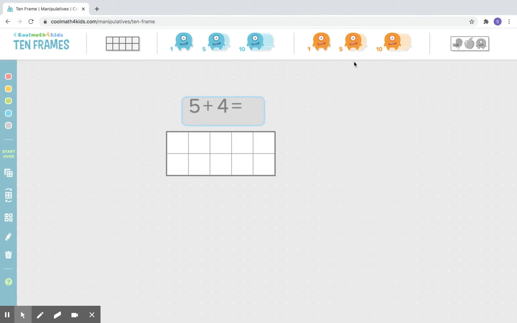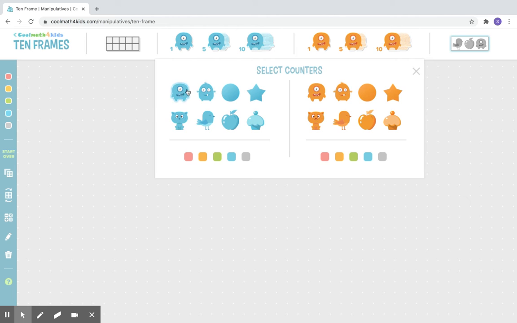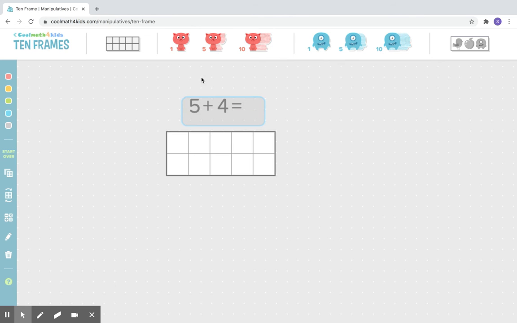So this website's really cool because it allows the students to get creative where they can change the color of the counters and then as well as choosing which counter they would like to use. So I'll change mine to the red cats and the blue monsters. And they will first begin by using the counters to represent each number in the problem. So they would get 5 cats to represent the number 5 and 4 blue monsters to represent the number 4.